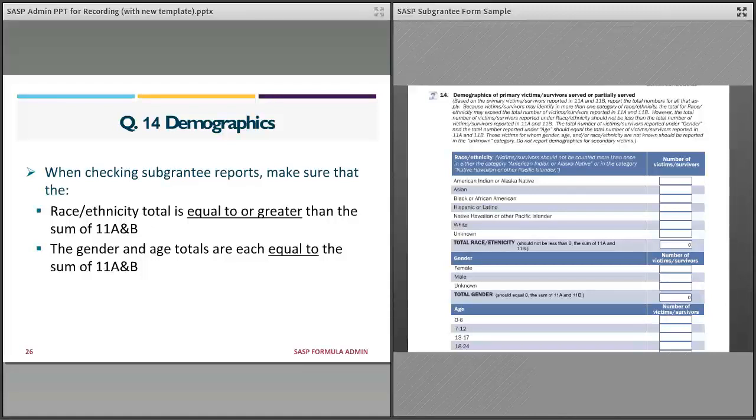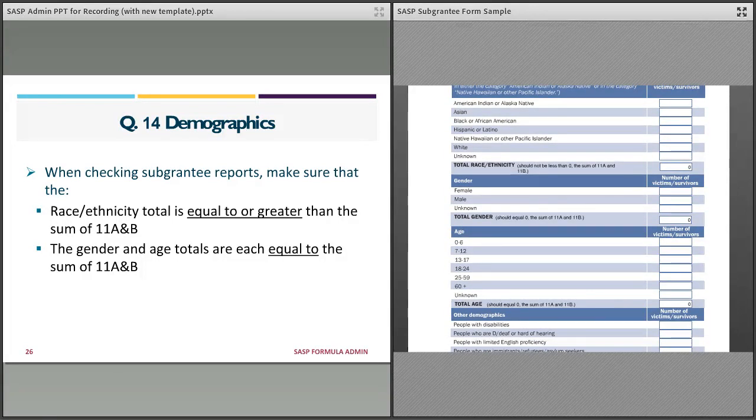When you are checking subgrantee reports, make sure that the race and ethnicity total is equal to or greater than the sum of people reported as fully and partially served in question 11. We say equal to or greater than because some people may choose to identify as multiple race ethnicity categories, and that is extremely acceptable. So as long as it is not lower than the number of people who received services, then that's great.